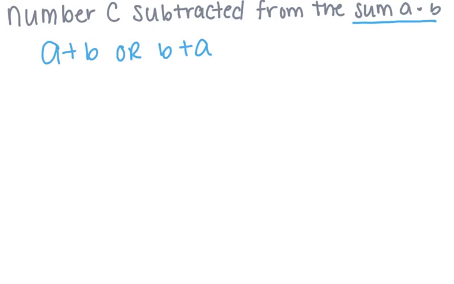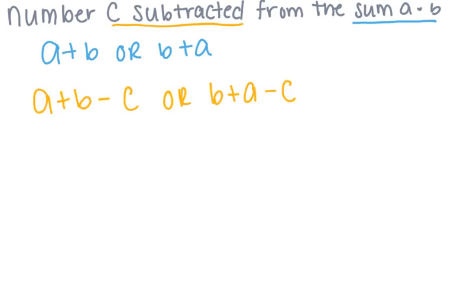Now, how can we show c being subtracted from the sum? So the minus c is going to come at the end of our expression because we want to do that part last, because we're subtracting it from the sum of a and b. So a plus b or b plus a needs to come first in our expression. So we, using order of operations, do the adding first and then the subtraction. So we can have a plus b minus c or b plus a minus c.